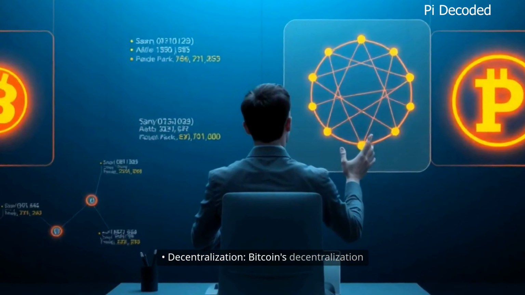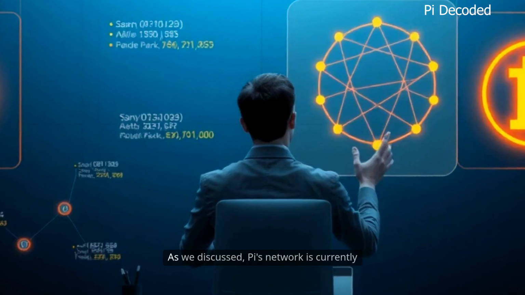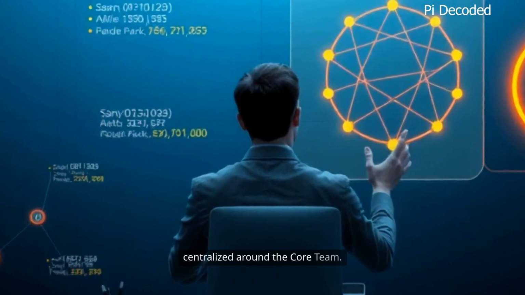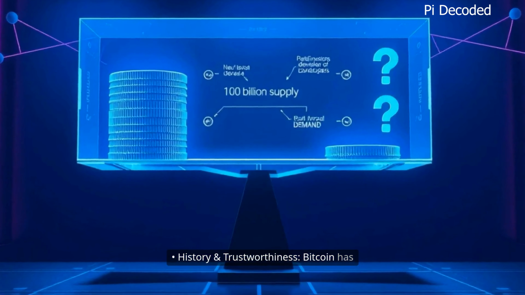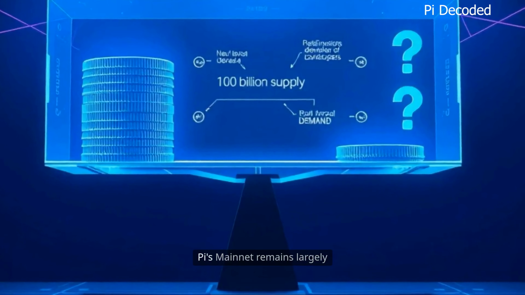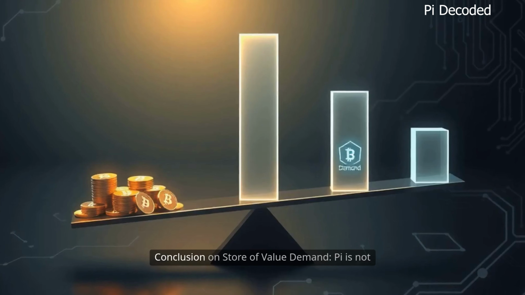Decentralization. Bitcoin's decentralization has been proven over 15 years. As we discussed, Pi's network is currently centralized around the core team. History and trustworthiness. Bitcoin has a long history of safe and stable operation. Pi's mainnet remains largely untested in an open environment.